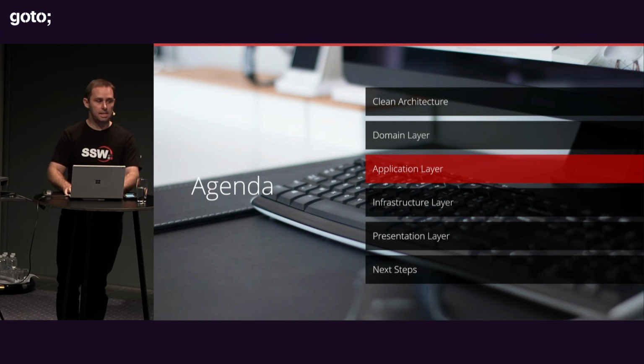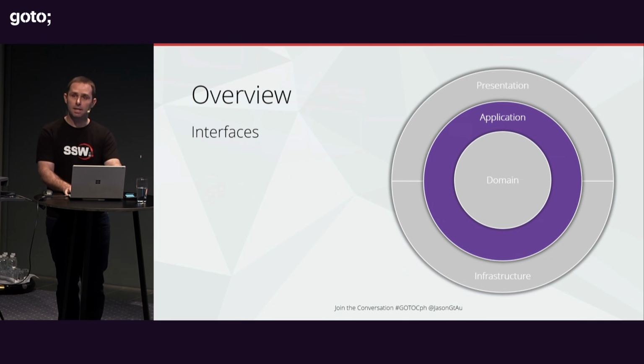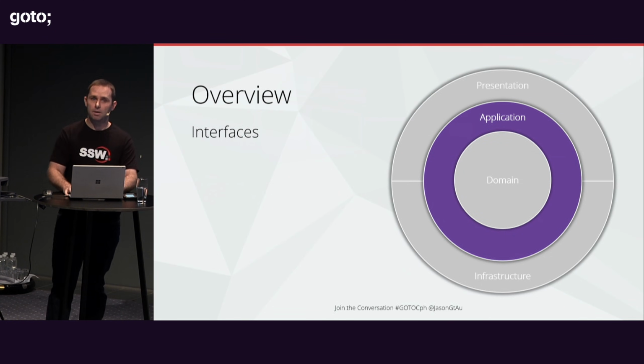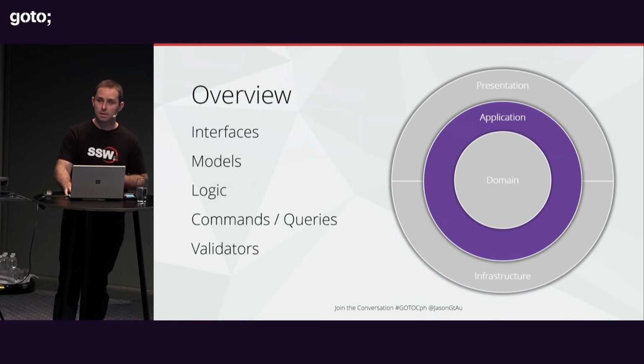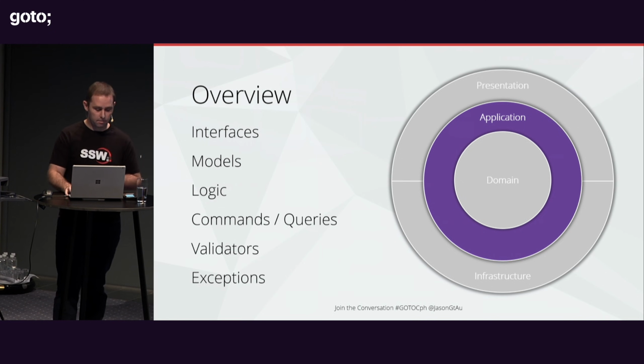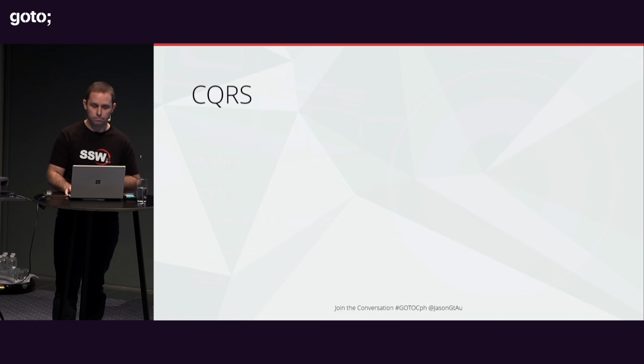So now we'll have a look at the application layer. Within the application layer, we have interfaces. Our interfaces are defined within the application layer and then implemented in the outside layers, such as infrastructure. Our models, our view models and DTOs. Our logic, our commands and queries. We'll talk about that shortly. Our validators, and of course, again, our custom exceptions.